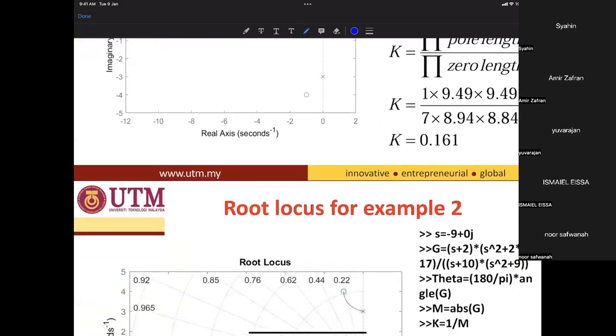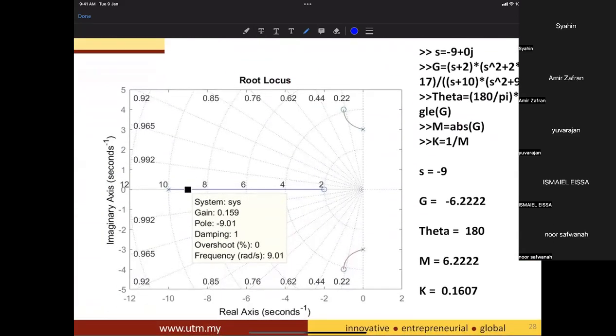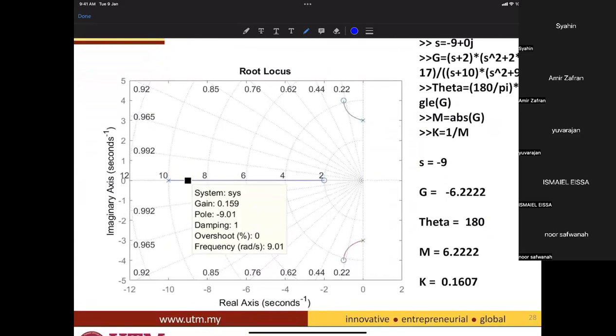Using the plot, you can see that we have 1, 2, 3 root locus paths. This one starts from poles and ends at zeros. This one also starts from poles and ends at zeros. First RL, second RL, and the last one starts from -10 and ends at the zero at -2. So obviously -9 is on the root locus, right?